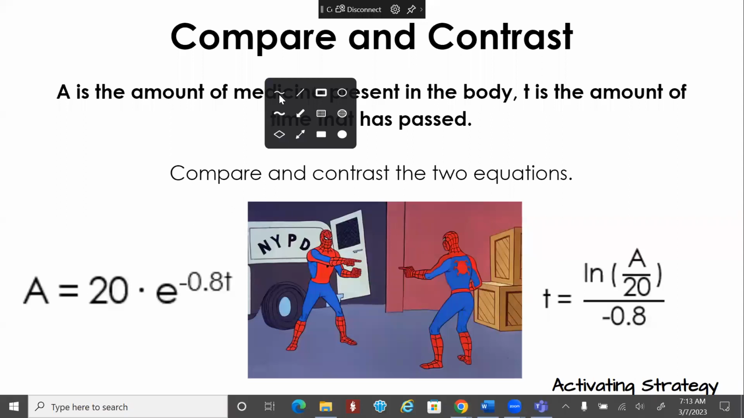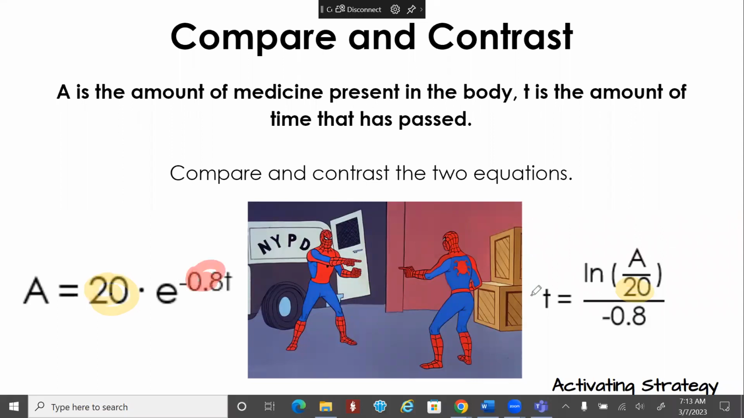Okay, so we got 20 is similar. And we got negative 0.8 is similar. Anything else? A and the equation are similar. The T and the equation is similar. What's the only thing that's different? Ln.